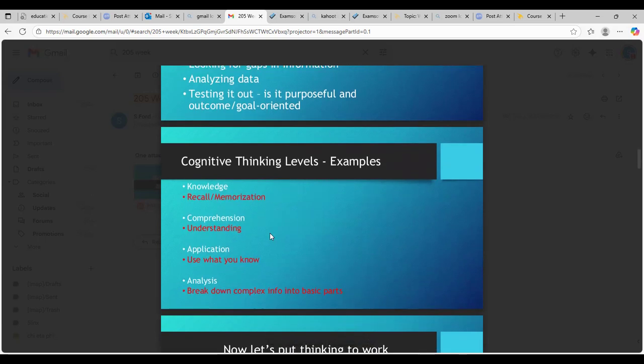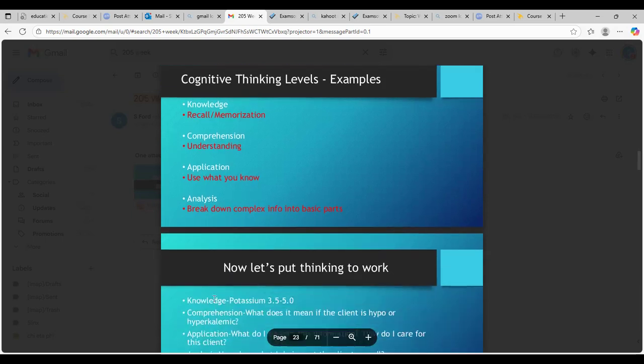Okay. So critical thinking, we have knowledge. And for these right here, you do need to know the definition, but you need to be able to apply it to a situation or scenario. So knowledge is recalling things that we have memorized. Comprehension is a step further. We have an understanding of the concept. Then application, using what we know, and then analysis, where we're breaking down complex parts into basic information.